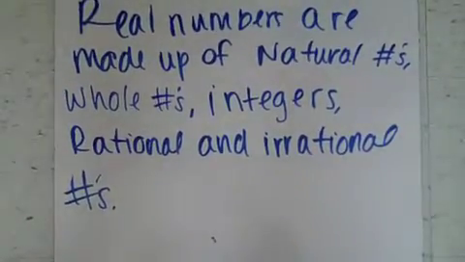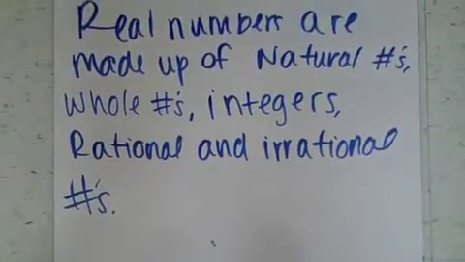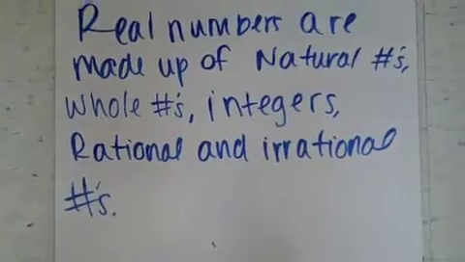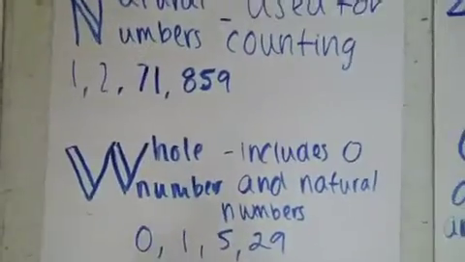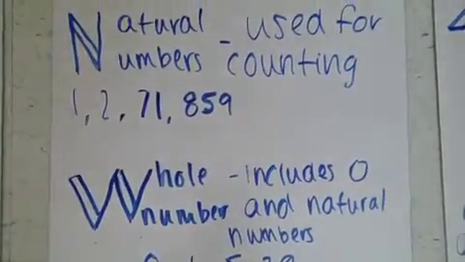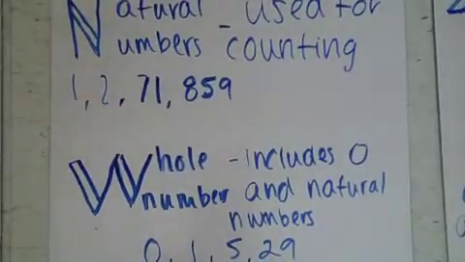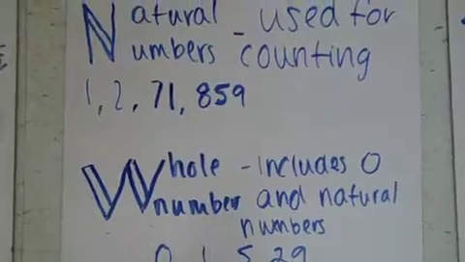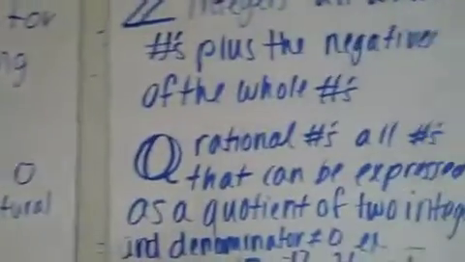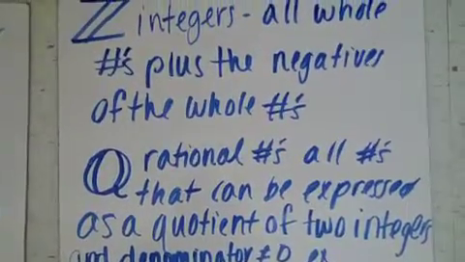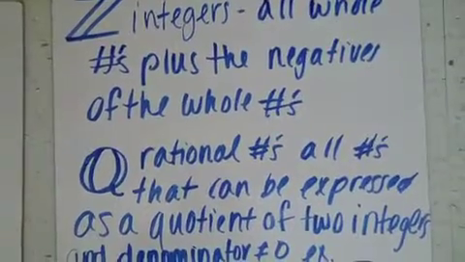Real numbers are made up of natural numbers, whole numbers, integers, rational and irrational numbers. Natural numbers are used for counting, and whole numbers include zero and natural numbers. There's examples below. Integers are all whole numbers plus the negatives of the whole numbers.